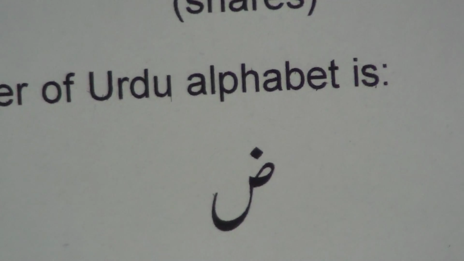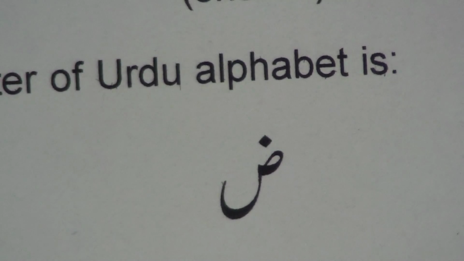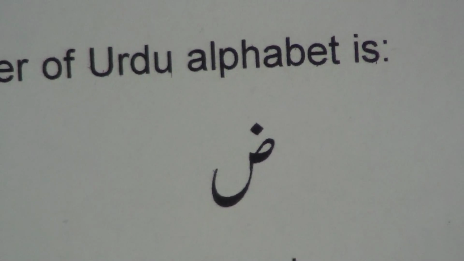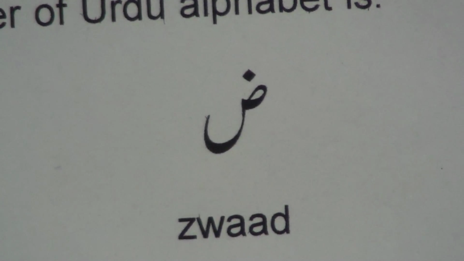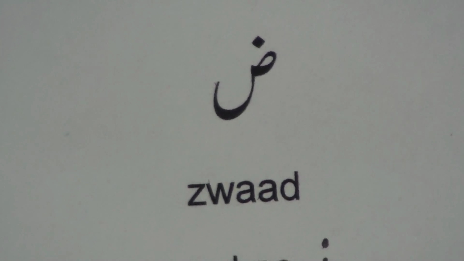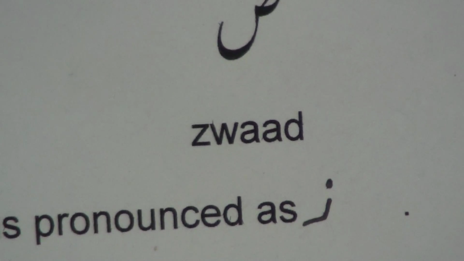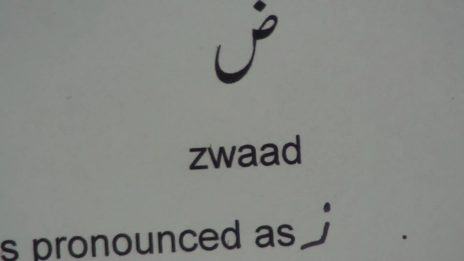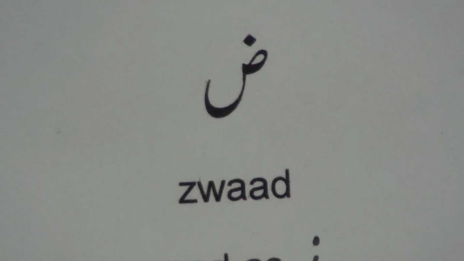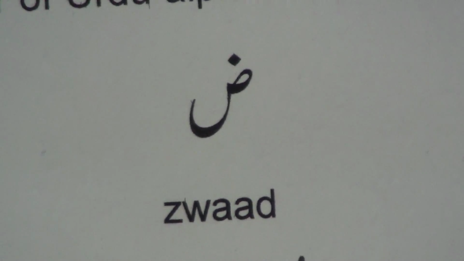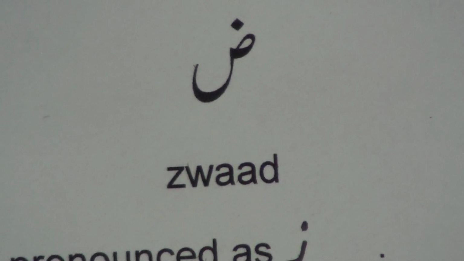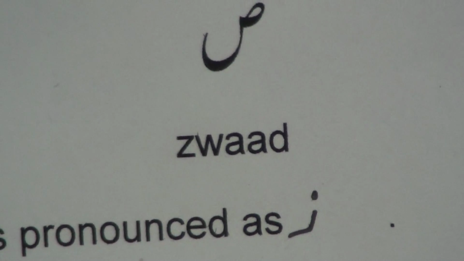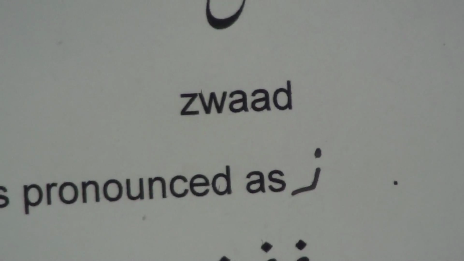The 20th letter of the Urdu alphabet is Zwad. Most Urdu speakers pronounce it as Z. They don't differentiate between Zwad and Z. But its pronunciation in Arabic is different, while in Urdu, generally it is pronounced as Z.